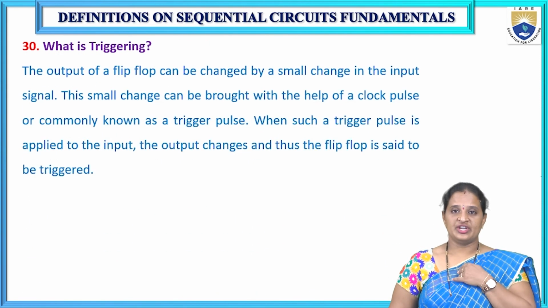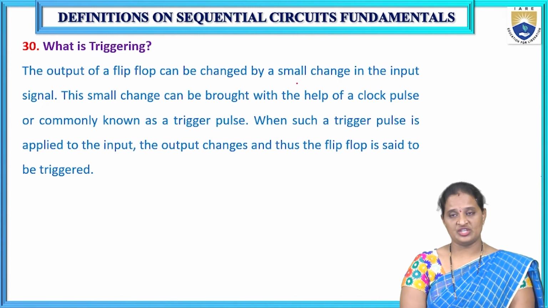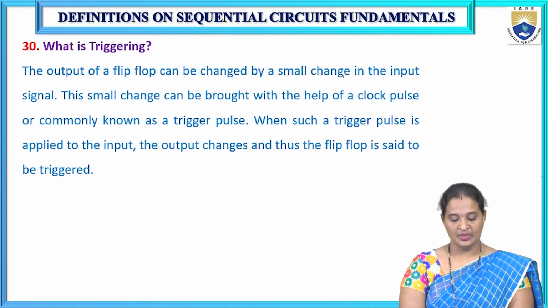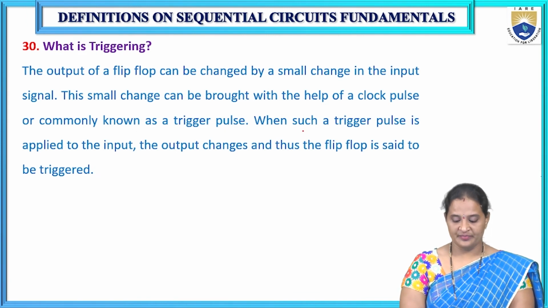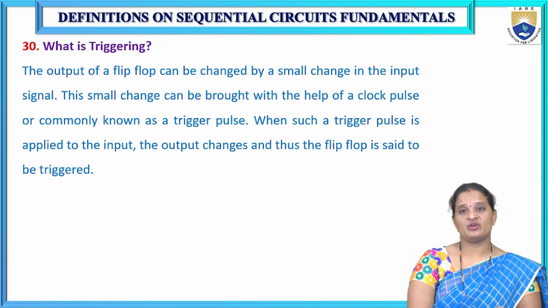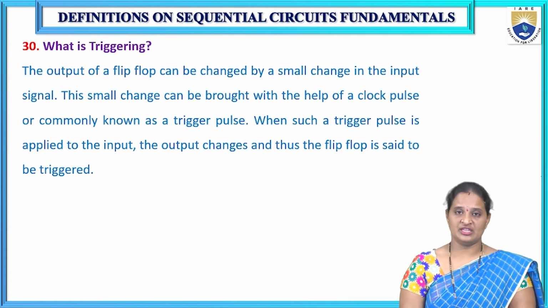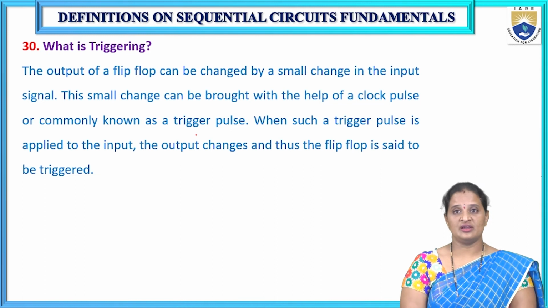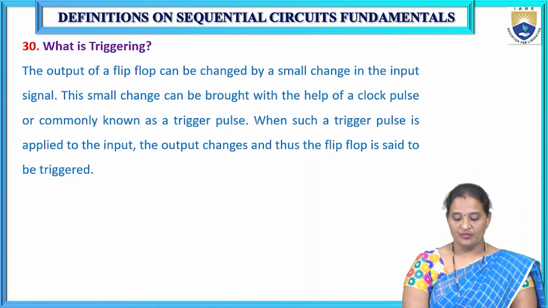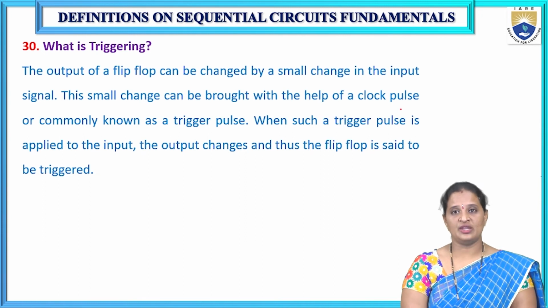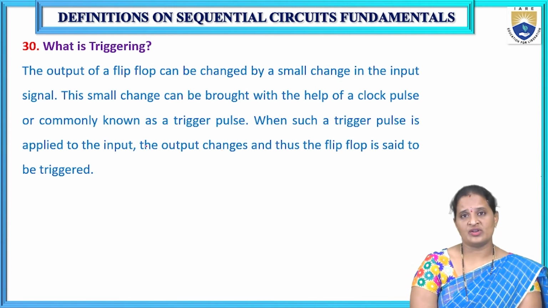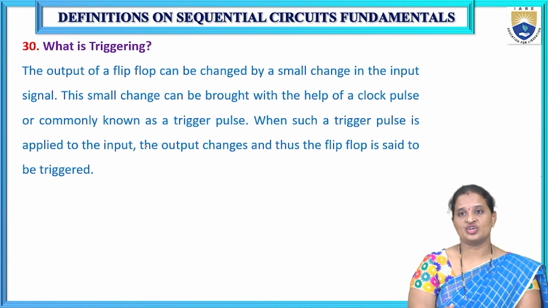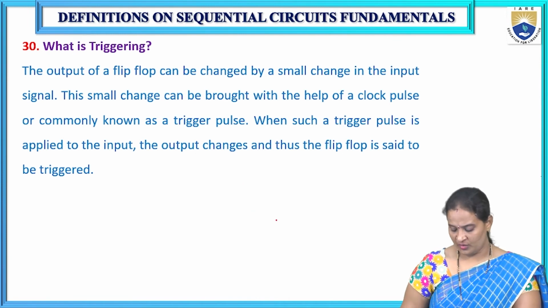Now what is triggering? Triggering means the output of a flip-flop can be changed by a small change in the input signal. This small change can be brought about with the help of a clock pulse, or commonly known as a trigger pulse. Trigger pulses are nothing but external signals which are given to the sequential circuit such that the state of the circuit will change. So this is triggering.